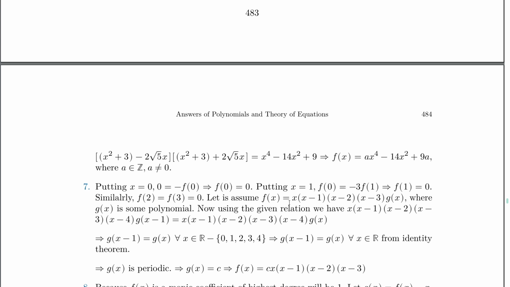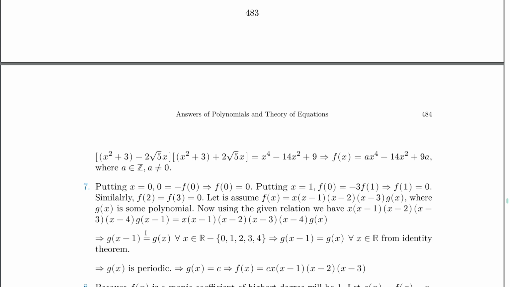So we assume that f(x) is equal to x into (x minus 1) into (x minus 2) into (x minus 3) g(x), where g(x) is some polynomial. Now we use the relation. So we have x into (x minus 1) into (x minus 2) into (x minus 3) into (x minus 4) g(x minus 1) is equal to x into (x minus 1) into (x minus 2) into (x minus 3) into (x minus 4) g(x). So on the left hand side, we use this relation, and also on the right hand side, we use the same relation.